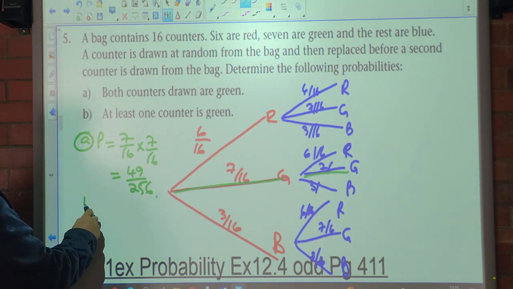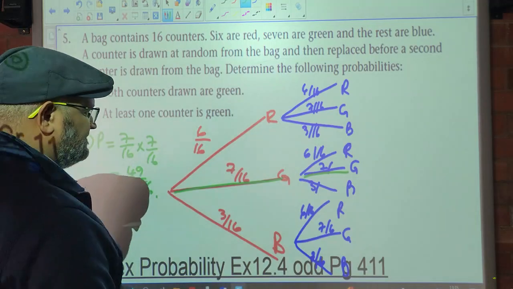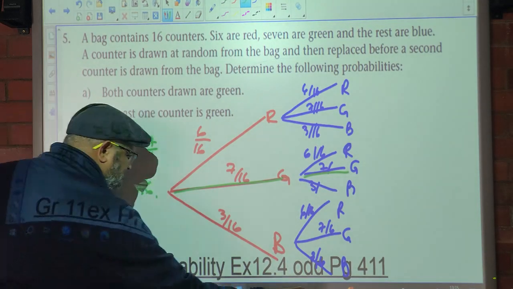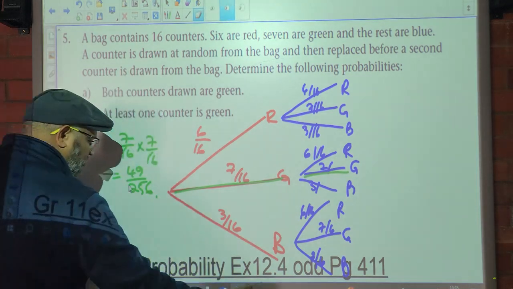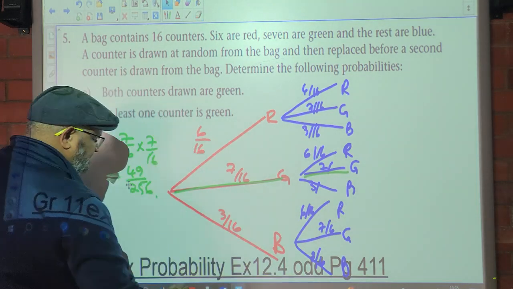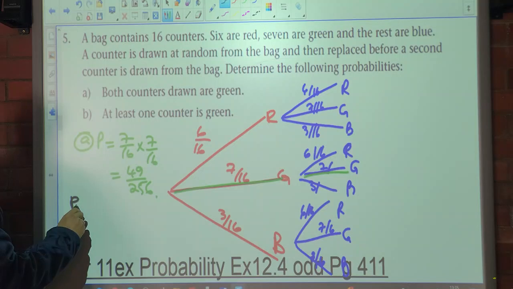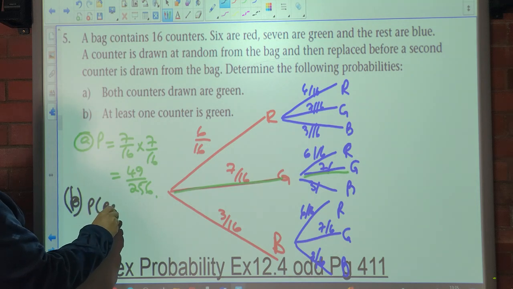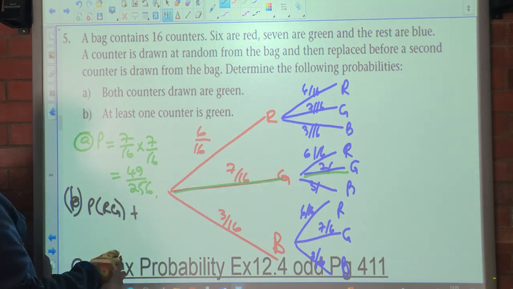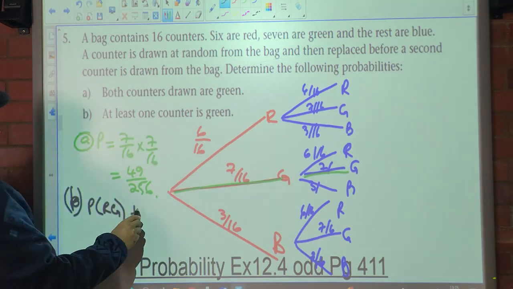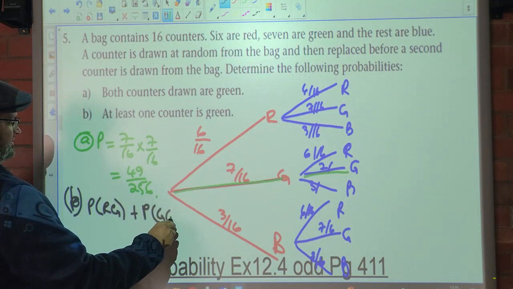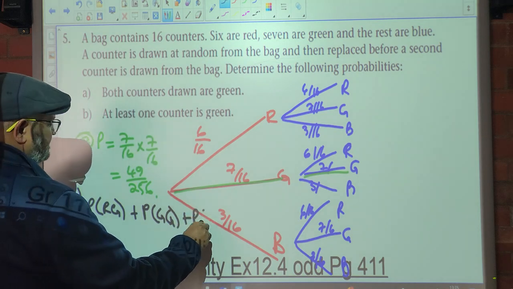Let's look at B. At least one counter is green. At least one counter is green. So what is the options? What probabilities must be considered here? At least one counter is green. So it can be red, green, not so. Plus, it can be green, green, and green, red.